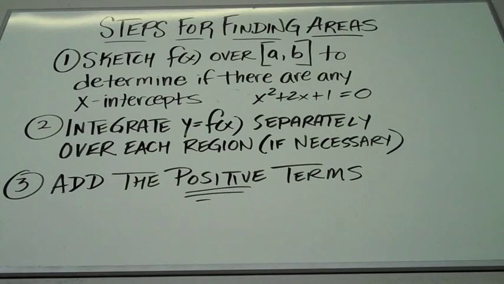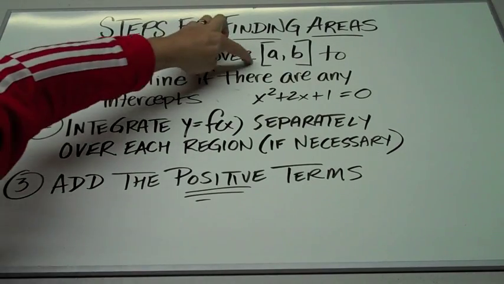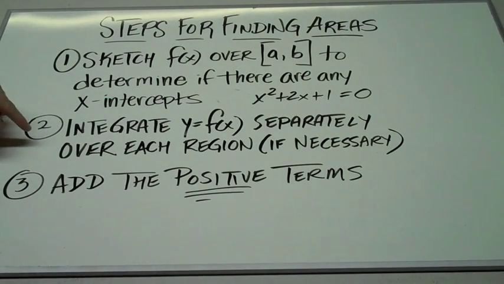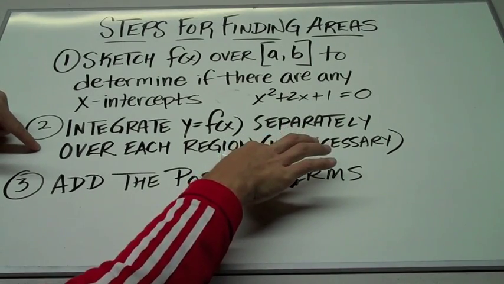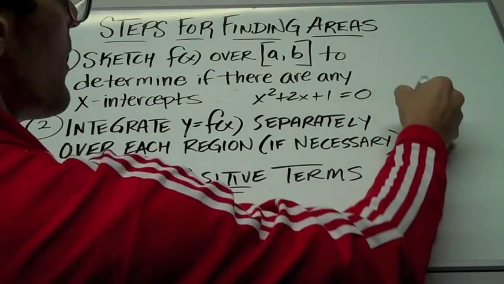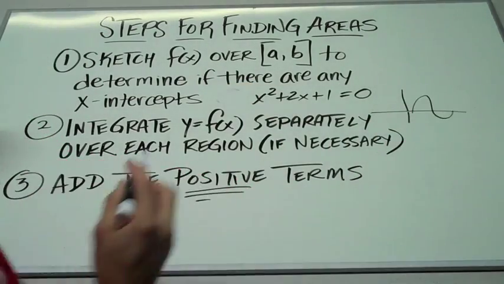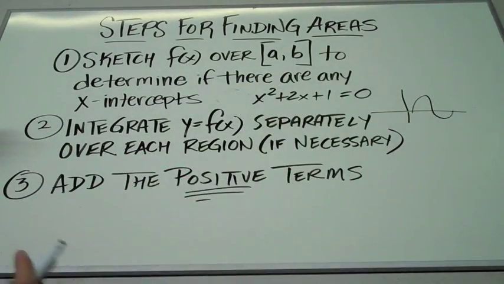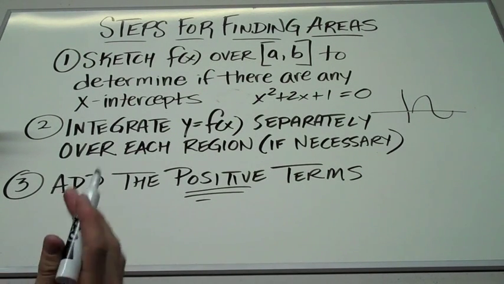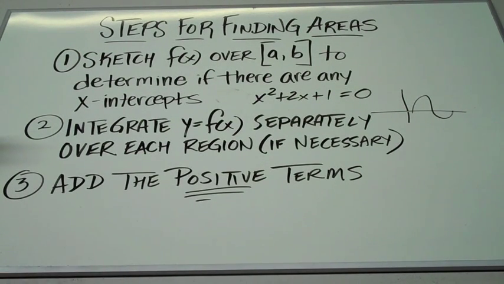If we do have x-intercepts over our particular region from a to b, we want to integrate y equals f of x separately over each region. That's only if necessary. So if we do have something above and then below the axis, we want to integrate the one above and then the one below. If we do have anything below the axis, we're going to put a minus sign out in front to make all terms positive, and then just add up those positive terms. Let's do an example to see how this works.